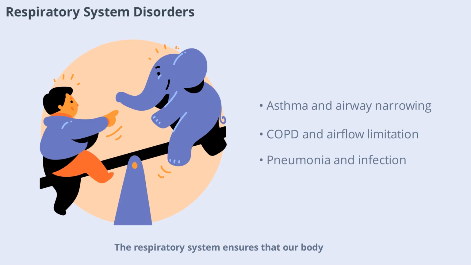The respiratory system ensures that our body receives enough oxygen and removes carbon dioxide. Diseases like asthma, chronic obstructive pulmonary disease (COPD), and pneumonia disrupt this balance. Asthma involves inflammation and narrowing of airways, making breathing difficult. COPD is characterized by long-term airflow limitation, while pneumonia is an infection that fills the lungs with fluid. Each condition has unique pathophysiological features, but all impact the body's ability to exchange gases efficiently.